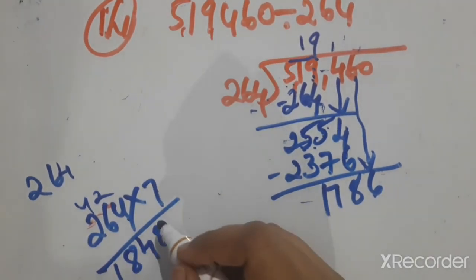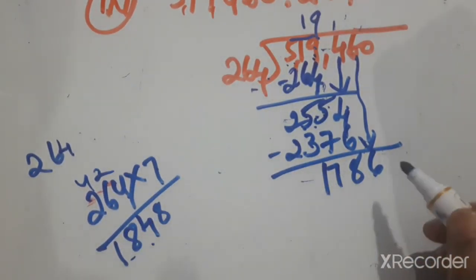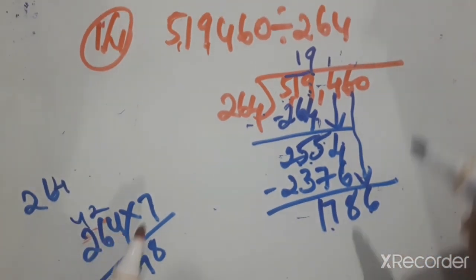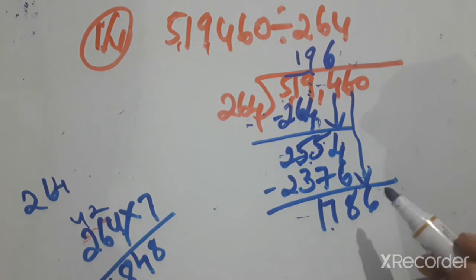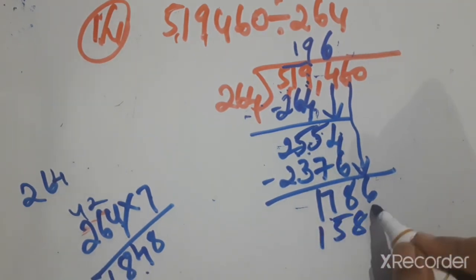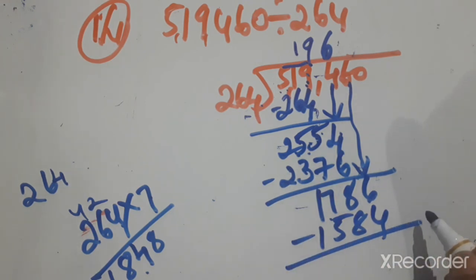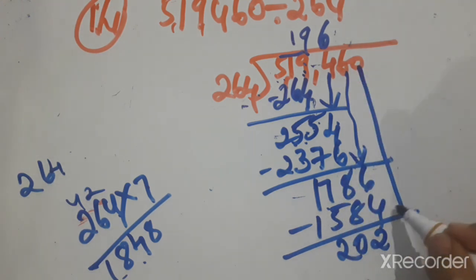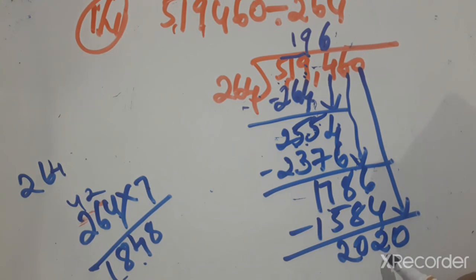Now 264 into 7 is 1848. 1848 is greater than this number. So nearer is 264 6 only. So 264 6s is 1584. Subtraction gives 202. Then bring this 0 down. Now 2020.